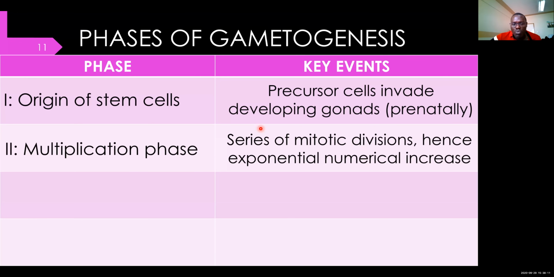We have multiple series of mitotic division. Because you have multiple series of mitotic division, and all of them are dividing, we have an exponential numerical increase in the number of gametes. That is why they have to do mitosis, not meiosis.